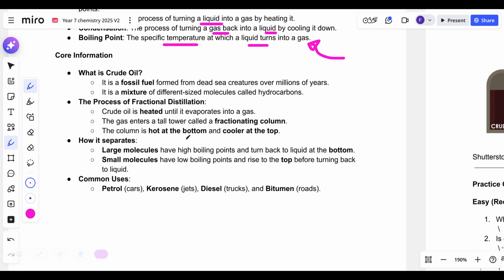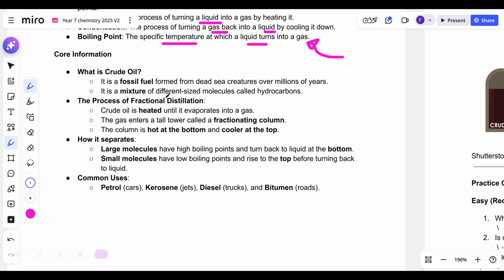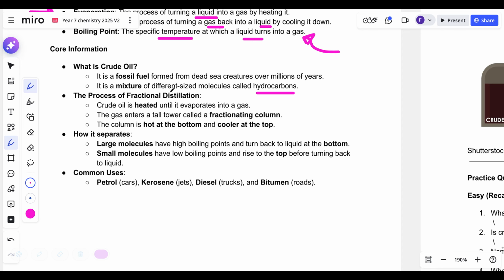What is crude oil? A fossil fuel made from dead creatures over millions of years. It's a mixture of different sized molecules called hydrocarbons. What is fractional distillation? The process of fractional distillation: crude oil is heated until it turns into a gas. The gas enters a tall tower called a fractionating column or a fractional distillation column. It's hot at the bottom and cool at the top.